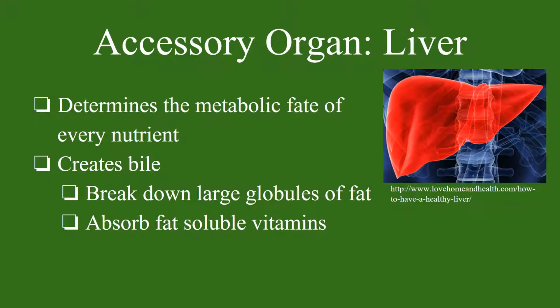Accessory organs of digestion are the liver. The liver determines the metabolic fate of every nutrient we digest and absorb. It also creates bile that helps neutralize acidic chyme in the intestinal tract. Bile is made up of water, bile salts, bile pigments, and cholesterol.